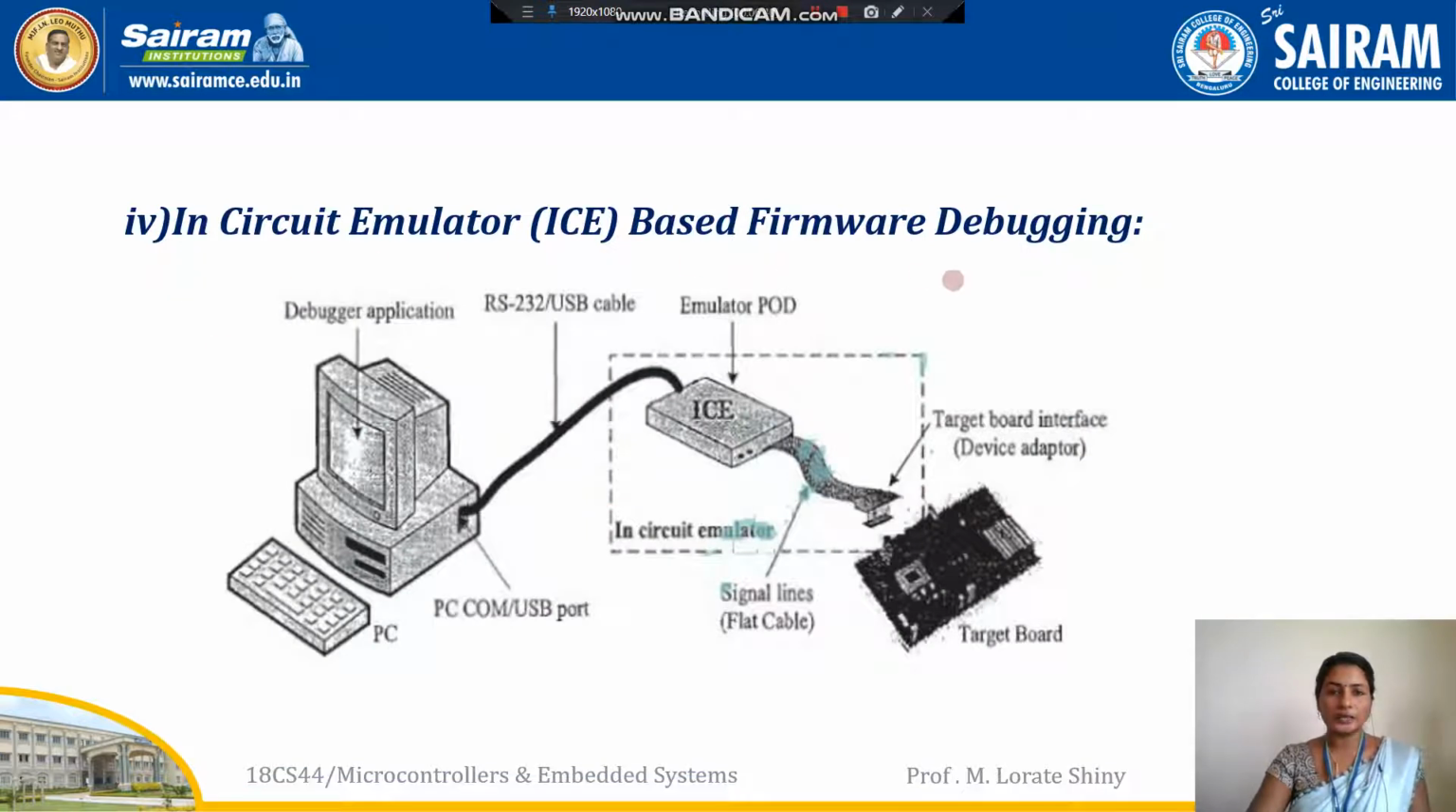Then in-circuit emulator based firmware debugging. In this we have the ICE emulator part. The emulator part will have an emulator device, emulator memory and adapter. Emulator devices will be the same as the target processor or any memory chip. It will be connected with the target board through a device adapter, and it is connected with the debugger application, meaning the PC, with an RS-232 or USB cable. So the emulation device will be connected with the target board processor, and through this the debugging happens.